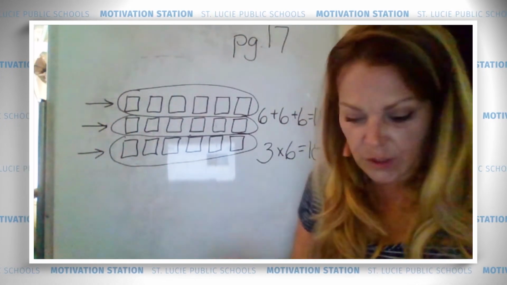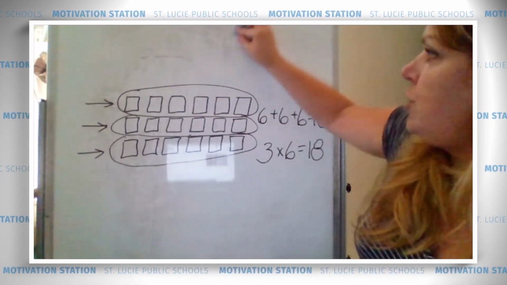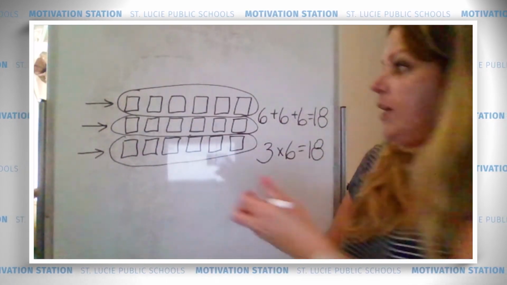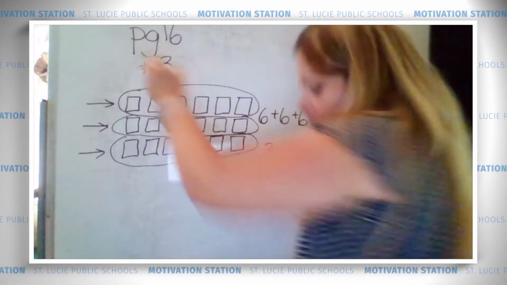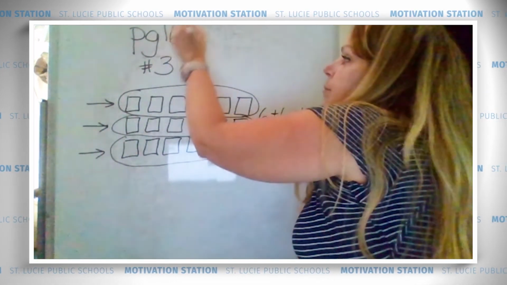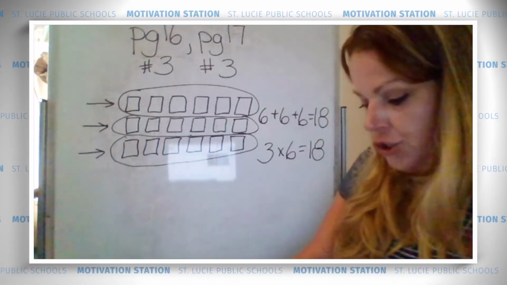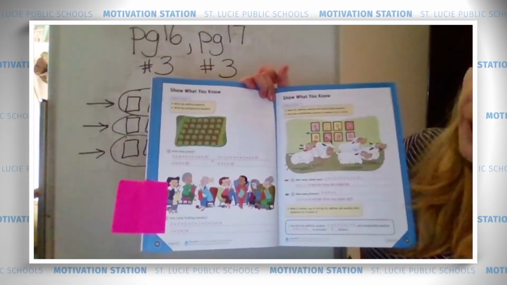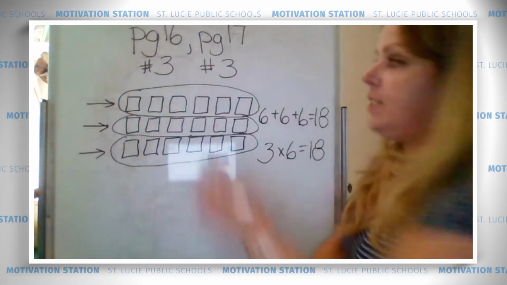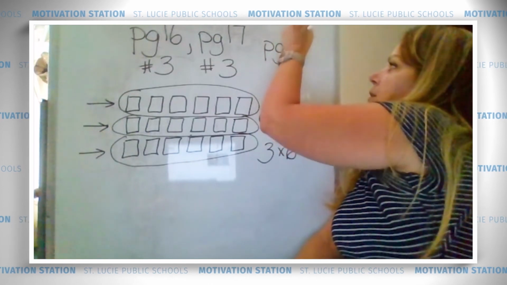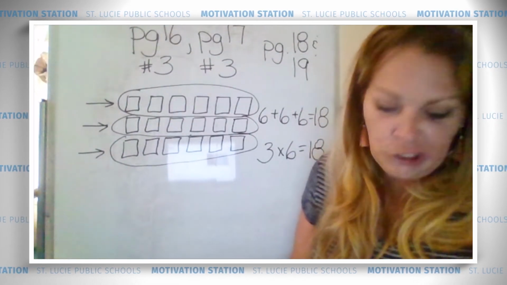All right, so you are going to finish. Let me write this down for you. You are going to finish number 3 on page 16. You are going to finish page 17, number 3. And then for your teacher, you need to complete the show what you know on pages 18 and 19. Okay, just a few problems, not a lot. And it's everything we've already done. So you're also going to do pages 18 and 19. And you want to make sure you're on the Teams meeting with your teachers so they can review your work.